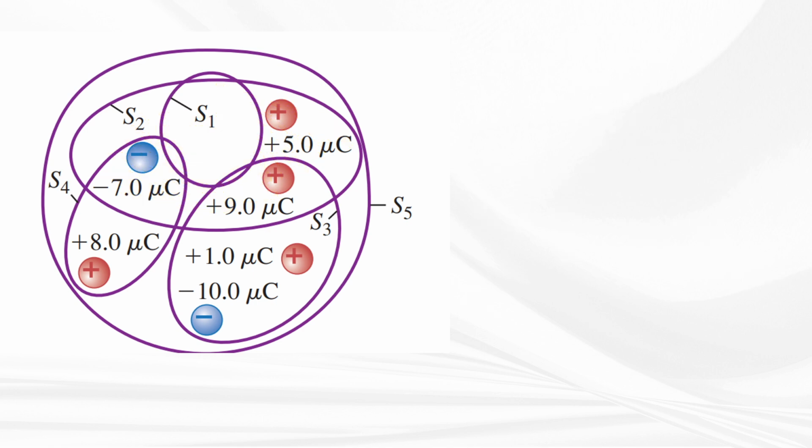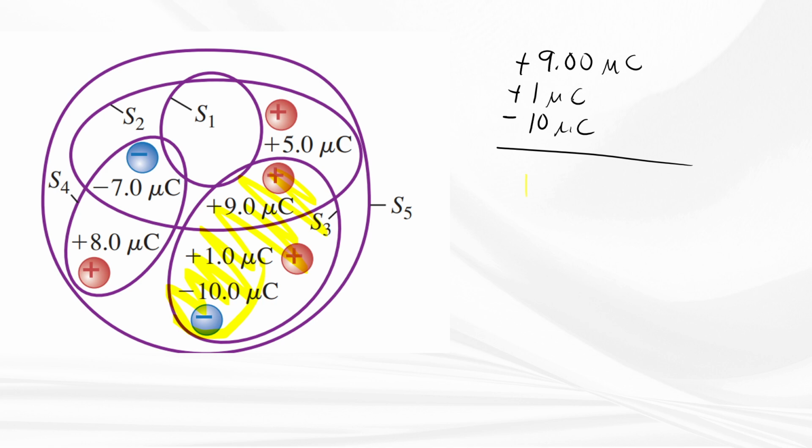Okay? So, as we go on, look at, for example, surface 3. For surface 3, I'll highlight it. Who is included? Included in it is positive 9.0 microcoulomb. Also included in it is positive 1 microcoulomb. Also included in it is negative 10 microcoulomb. Then, you add these, guys. So, when you add them, negative 10 plus 1 is negative 9, plus 9. So, it is 0. 0 microcoulomb.